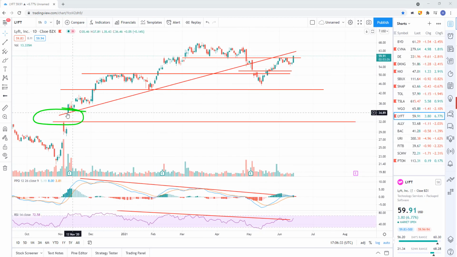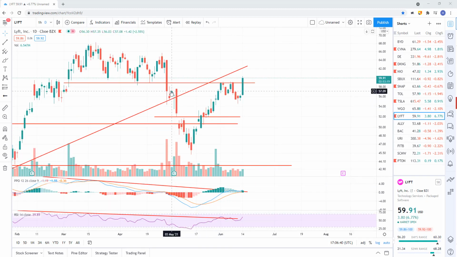Here's what I like about Lyft. You have an uptrend line right there, clear uptrend line. You have clear negative divergence on the hour side in the PPO. We have a sell signal or a break of that trend line support.